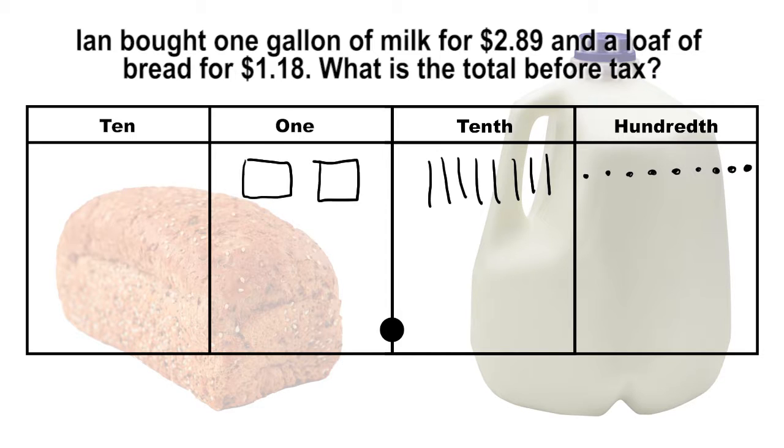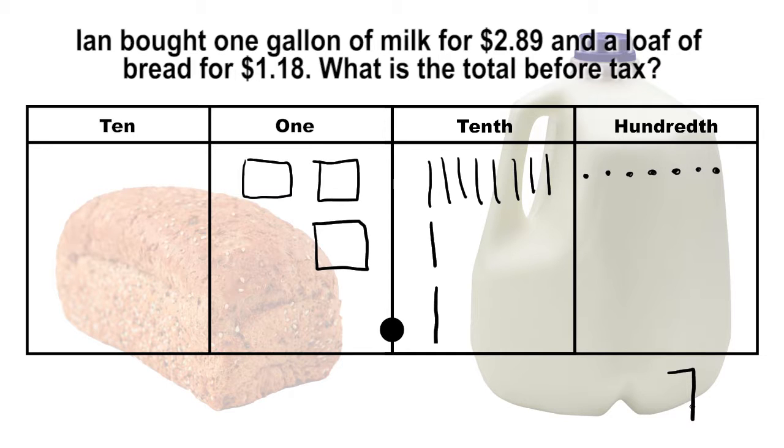Now let's draw the $1.18 on our decimal chart. There is 1 box for the 1 whole dollar, 1 line for the 1/10, and 8 dots for the 8/100ths. Let's add to get a total. Start with the hundredths place and move to the left. 9/100ths plus 8/100ths equals 17/100ths. We will regroup by replacing 10 dots with 1 line. 10/100ths is equal to 1/10. The 1/10 will move over to the tenths column, leaving us with 7/100ths to record.